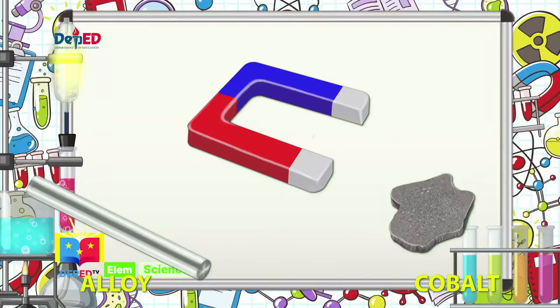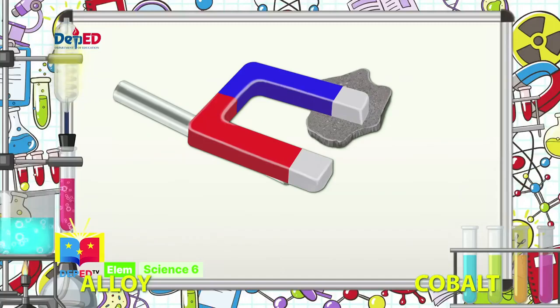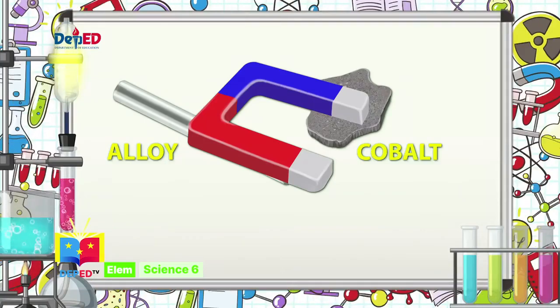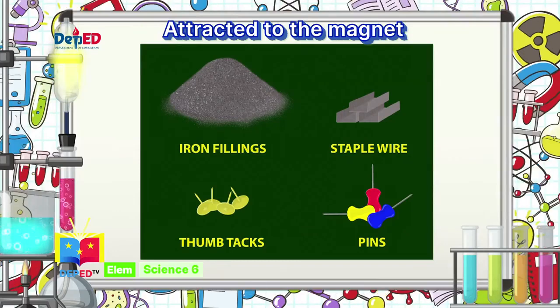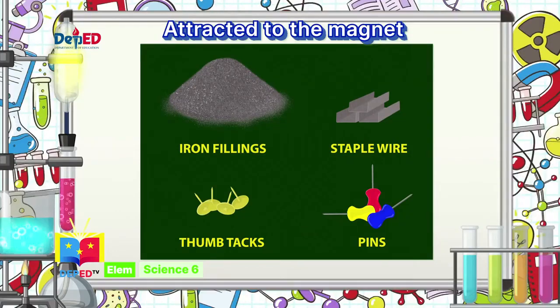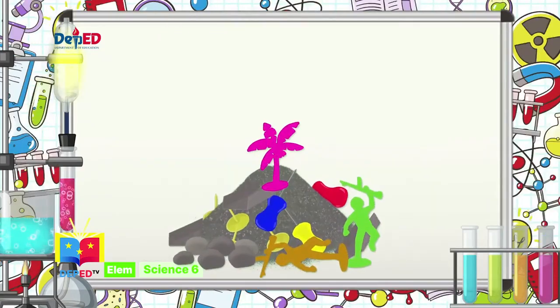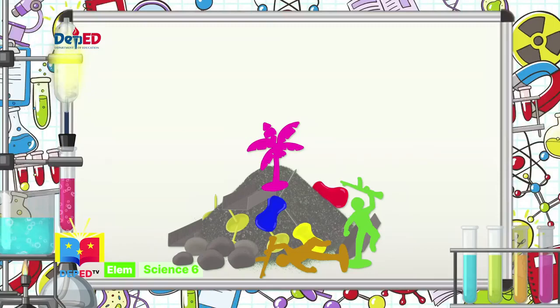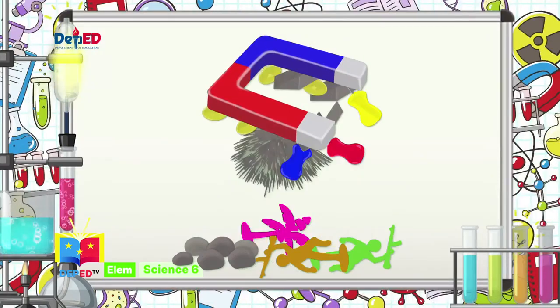Metals which are made up of alloy, nickel, or cobalt are easily attracted to magnets, while non-metals are not. Paper clips, thumbtacks, staple wires, pins, coins, and needles are some common examples of objects that are attracted to magnets. When they are mixed with non-metals, they could be separated by the use of a magnet.